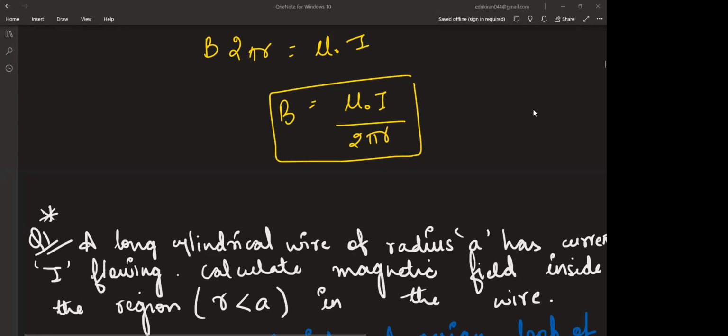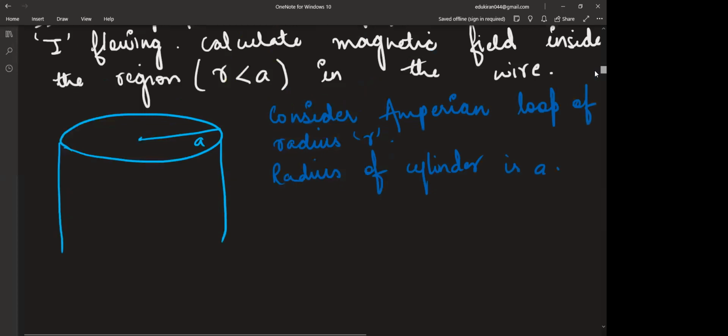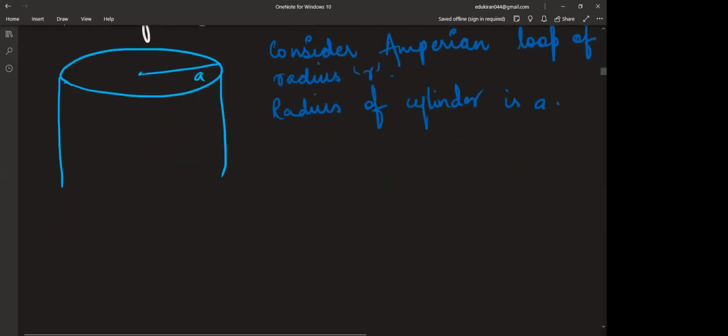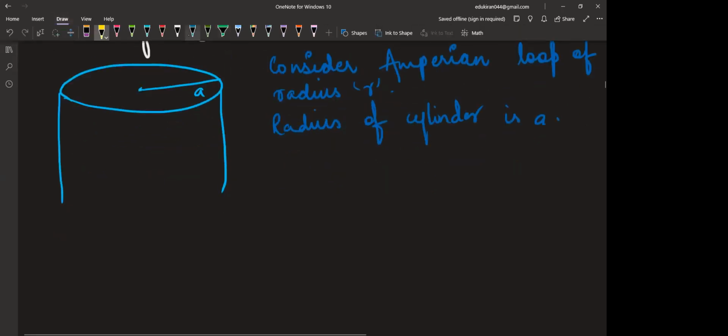Class, a long cylindrical wire of radius a has current I flowing. You have to calculate the magnetic field inside the region r is less than a. So see, consider an Amperian loop of radius r. So we'll take an Amperian loop inside. This radius is r. Why have we taken inside? Because it is mentioned in the question.